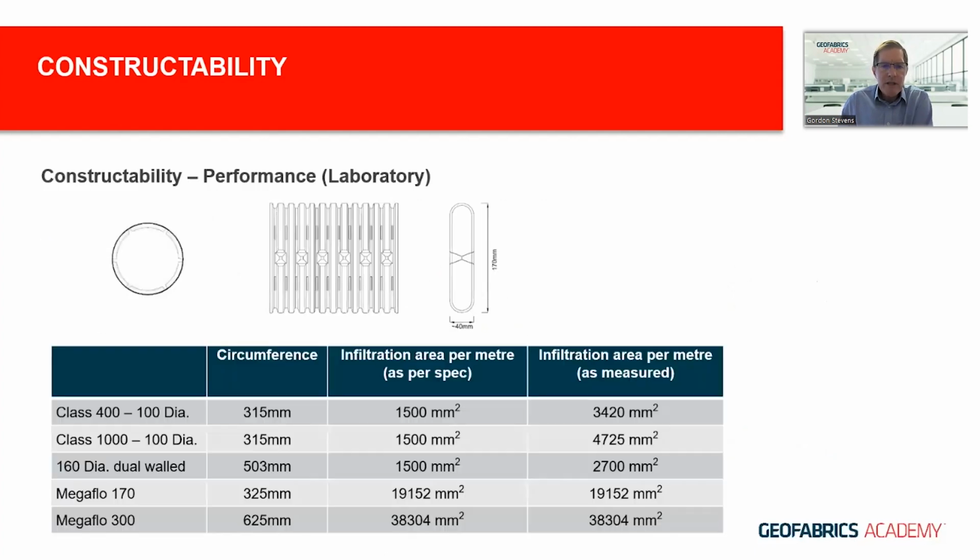So why is this the case? What we need to focus on here is the infiltration area. So we've got a lot larger clear water opening area with the Megaflo drain compared to round pipe. So we can remove water a lot quicker with Megaflo.